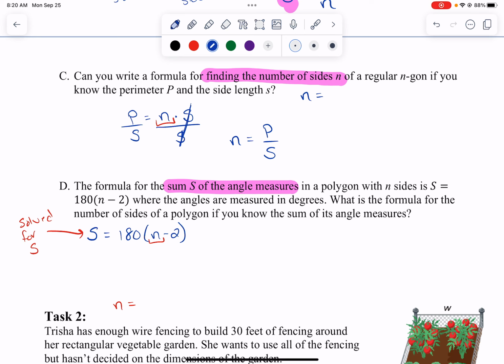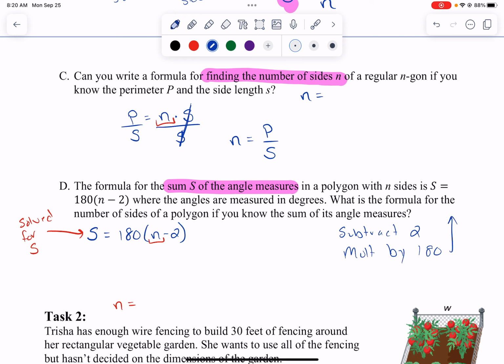The first thing I do to n, if I knew what n was, is subtract 2. So I'm going to write over here, subtract 2. When I'm done subtracting 2, then I divide by the 180. Then I multiply by 180. So I'm going to do it backwards.